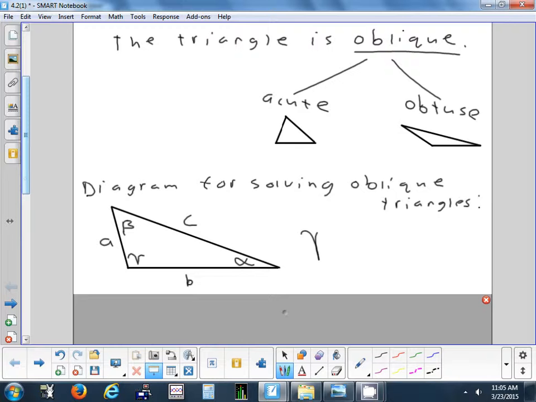Let me draw it a little bigger. Anybody know what Greek letter that is? That's gamma. It looks kind of like a Y a little bit, or like a bird or something. But it's gamma. And the only thing you have to know is that gamma is always across from C. That's important.